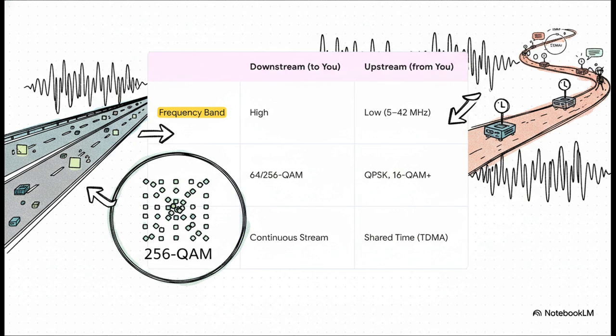The downstream path, the data coming to you, is like a massive multi-lane superhighway. It uses a big, high-frequency band and a really clever method to just cram tons and tons of data in there. But the upstream path, the data going from you, that's more like a narrow, single-lane country road. It's stuck with a much smaller, lower frequency, and it has to use a system where all the modems in your neighborhood literally have to take turns speaking. And that right there is the fundamental reason for the huge speed difference.